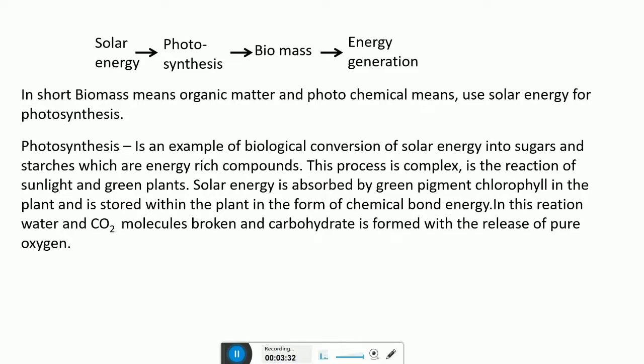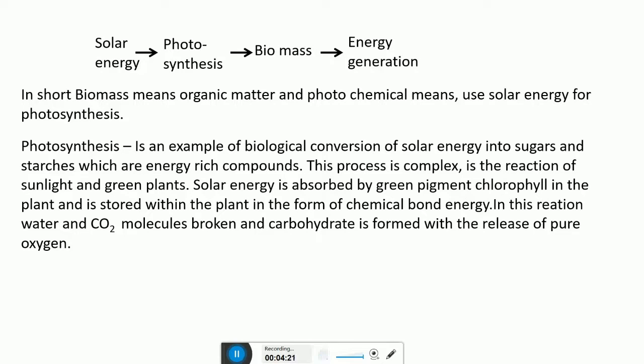The utilization of this biogas as a source of energy, and the photosynthesis is also an example of this biological conversion of solar energy into sugars and starch, which are energy rich compounds. So solar energy is absorbed by green pigment chlorophyll in the plant and is stored within the plant in the form of chemical bond energy. In this reaction, water and CO2 molecules are broken and carbohydrate is formed with the release of pure oxygen.